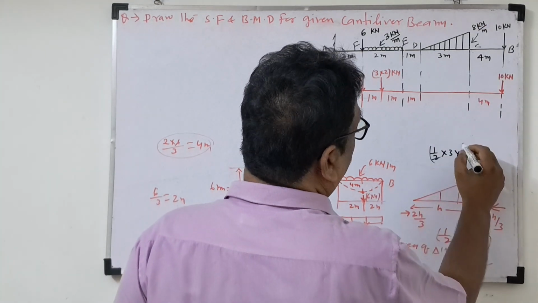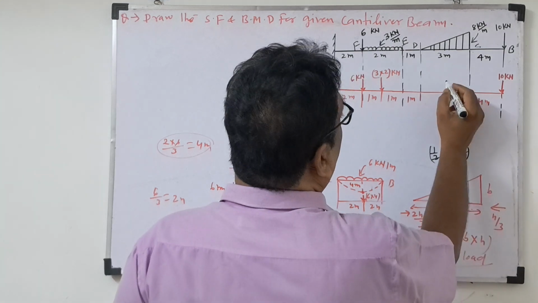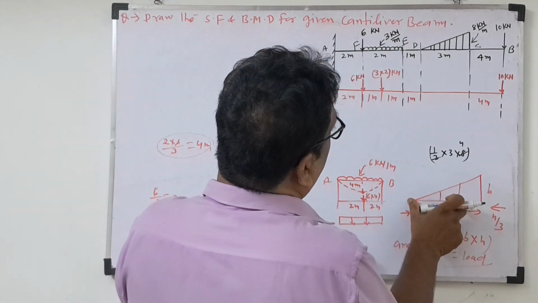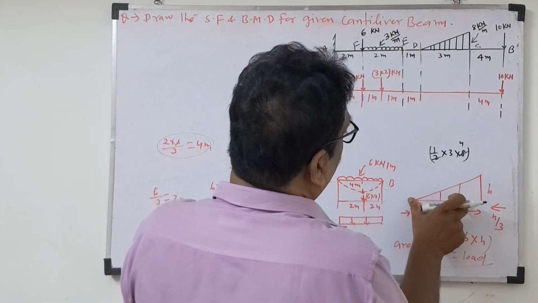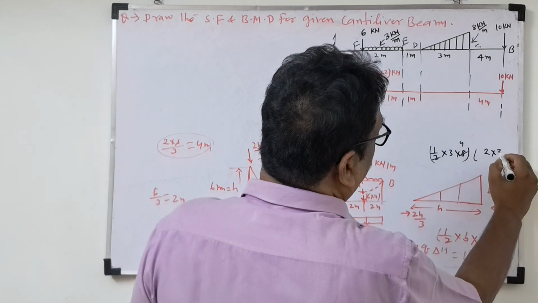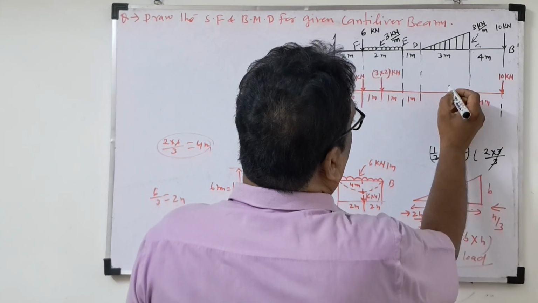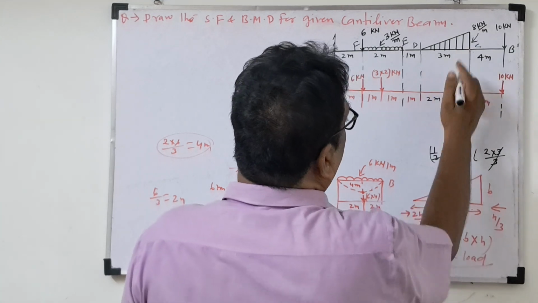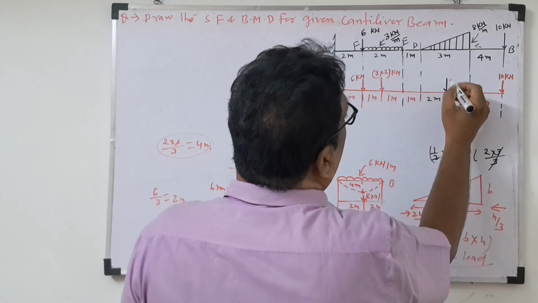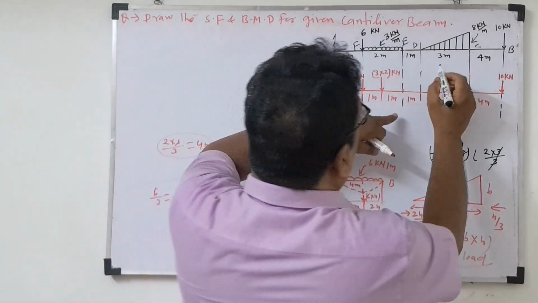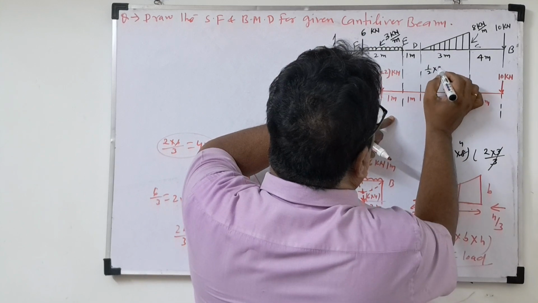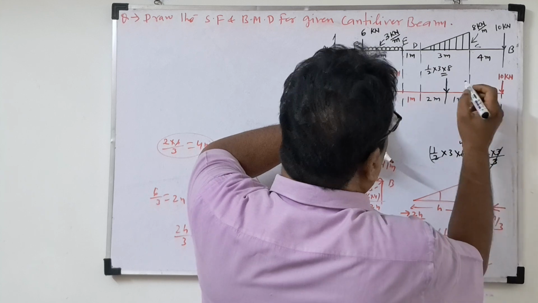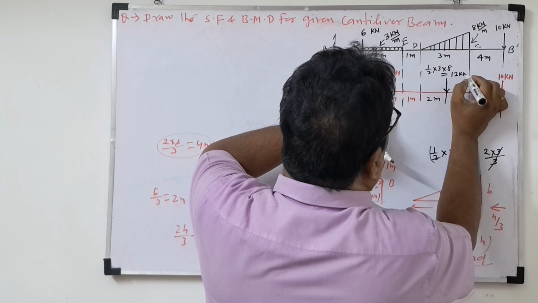So what will be there? 4 into 3, so 12. Where will this act? We are going this way. 3 meter is there, no? So we write here 2 into 3 by 3, so 2 meter. So 2 meter from here, and this is 1 meter because the total distance is 3 meter. So what is the point load here now? 1 by 2 into 3 into 8 is nothing but 12 kilonewton. This is the load.